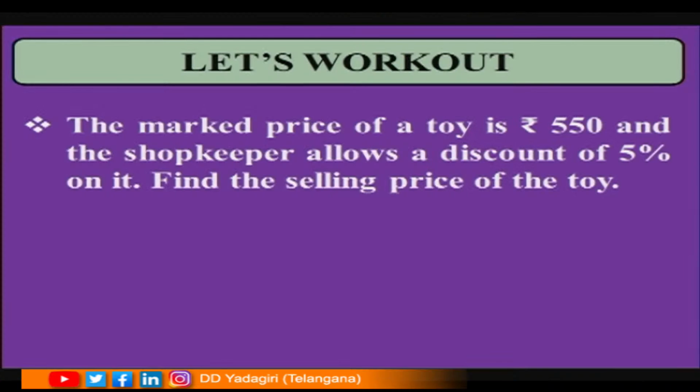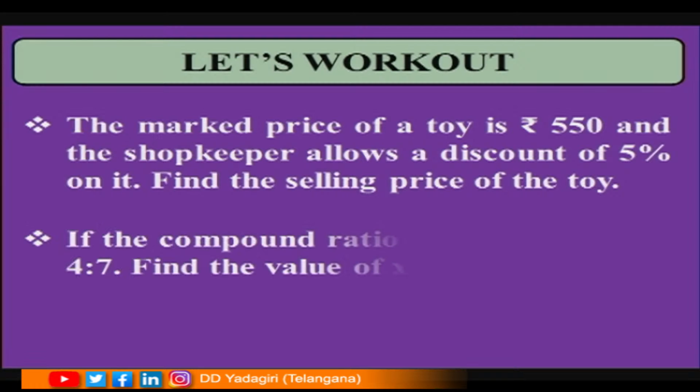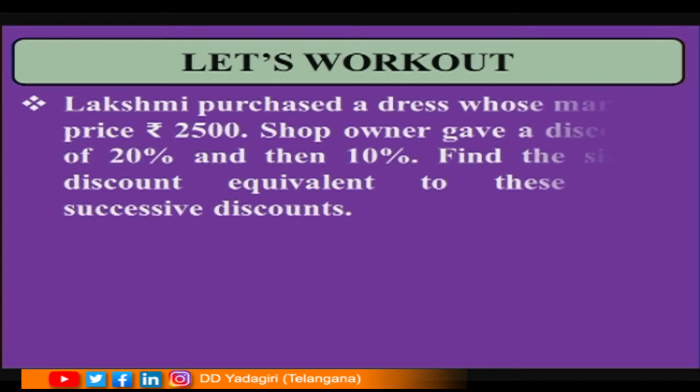The mark price of a toy is 550 rupees and the shopkeeper allows a discount of 5% on it. Find the selling price of the toy. The second problem is, if the compound ratio of 6:7 and x:12 is 4:7, find the value of x. The third problem is, Lakshmi purchased a dress whose mark price is 2,500 rupees. Shop owner gave a discount of 20% and then 10%. Find a single discount equivalent to these two successive discounts.